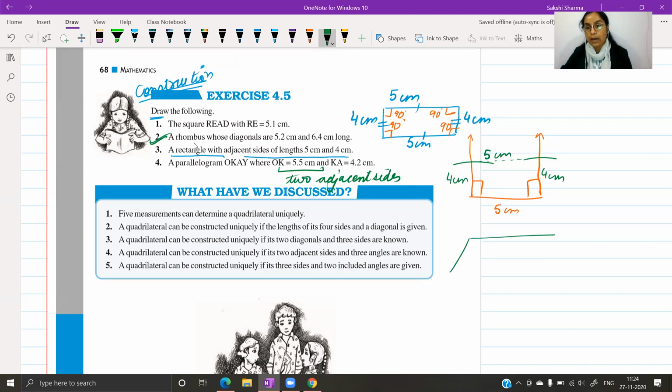Now I want a parallelogram. Let's draw a rough sketch. Write down the name. This is the name for the parallelogram given here. This side is 5.5 centimeters and KA is 4.2 centimeters. Now, using the properties of parallelogram, can we obtain some other elements? Right now, I only have 2 sides.